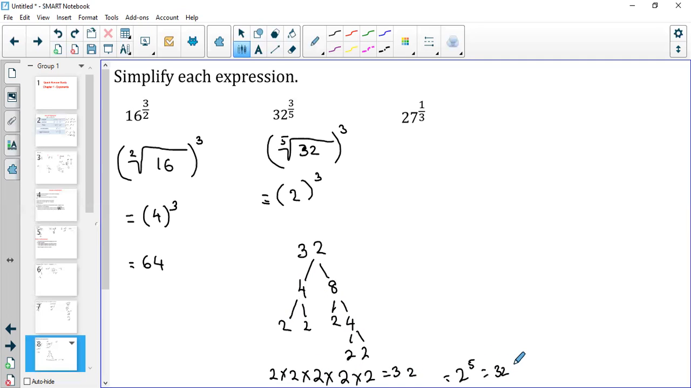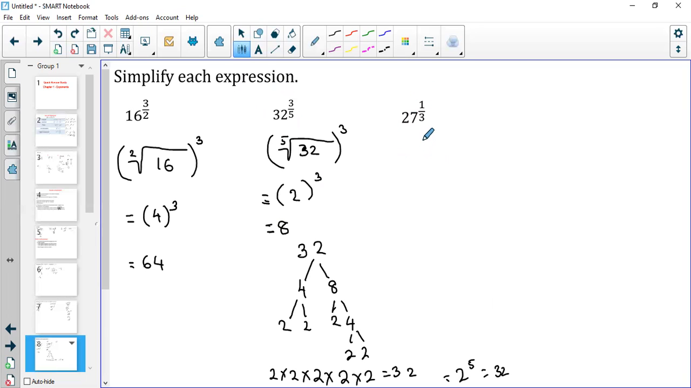So the fifth root of 32 is going to be 2. So this is going to be 2 to the power of 3, which means 2 multiplied by 2 is 4. 4 multiplied by 2 is 8. So if you simplify this, you will get 8 as the answer. Right, let's rewrite this question now.